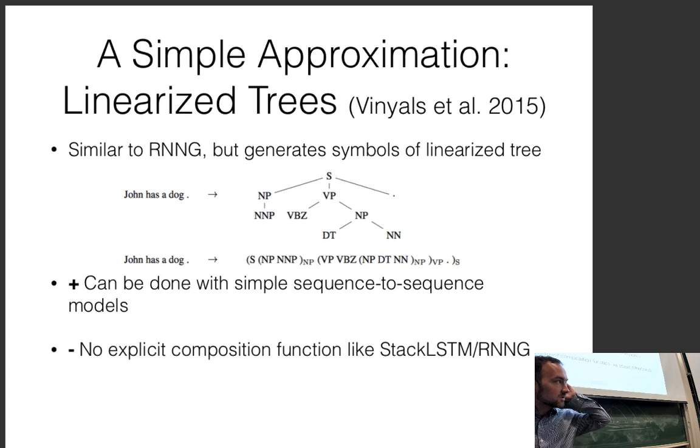So the advantage is this can be done with simple sequence models. The problem is that it doesn't have any explicit composition functions. So really, this will only be as good as the amount of data you can provide it. To get this model to work well, they did things like use an existing parser to parse a huge amount of data, and then use that to bootstrap this model. It's fine to use this if it's a shortcut to get you where you want to go, but it won't work as well as the more sophisticated methods.